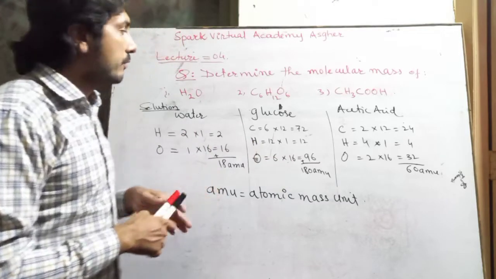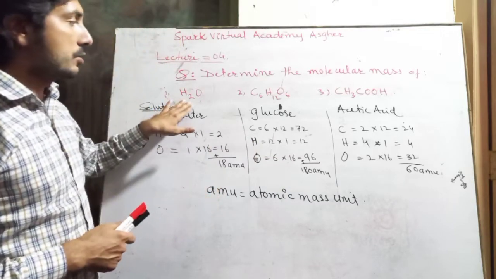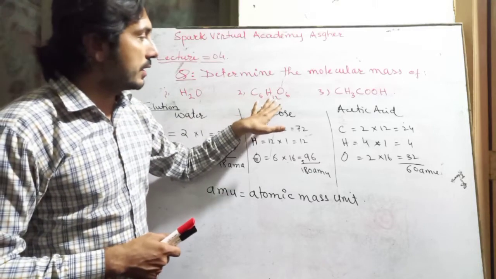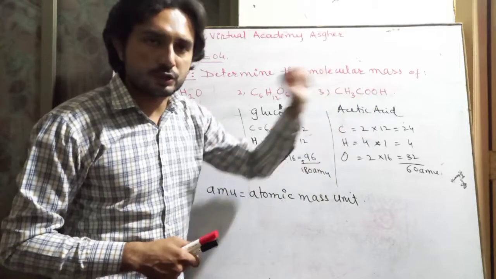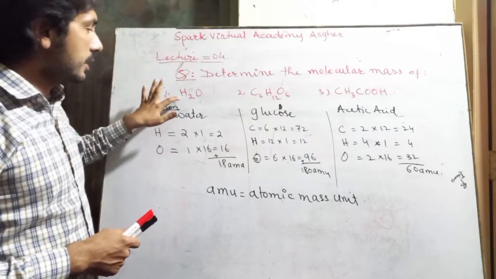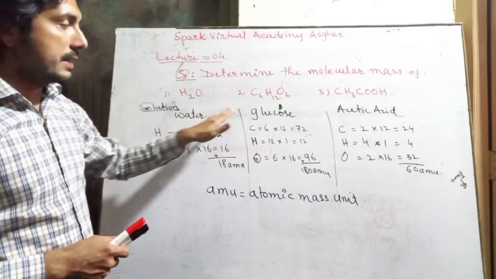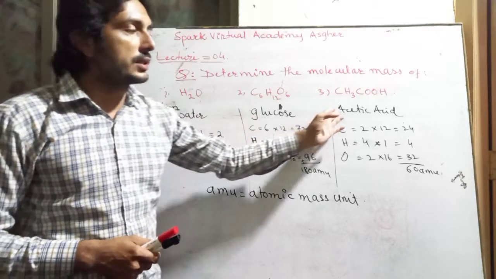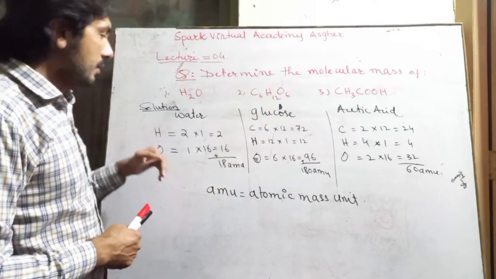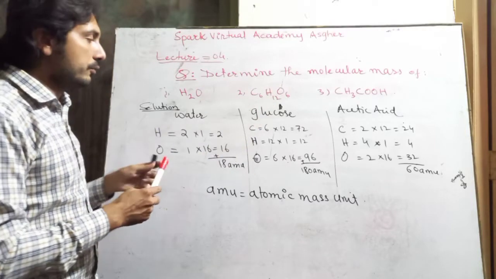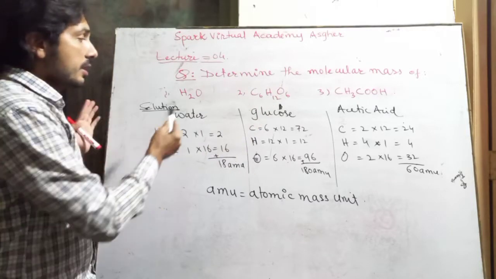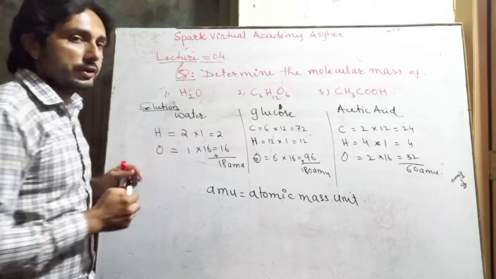For example, we have three different examples here: H2O, C6H12O6, and CH3COOH. The name of the first molecule is water, the second one is glucose, and the last one is acetic acid. The way to determine the molecular mass is very simple. We have to first recognize the atoms that are used.